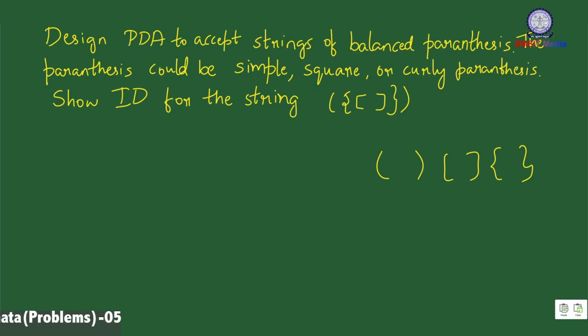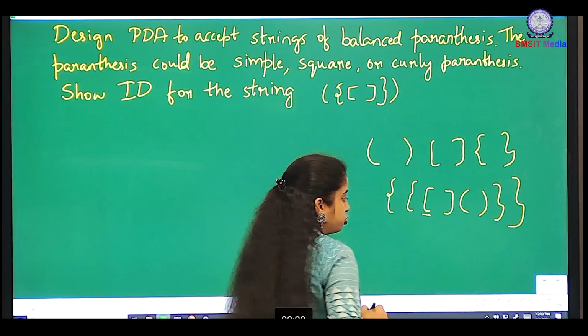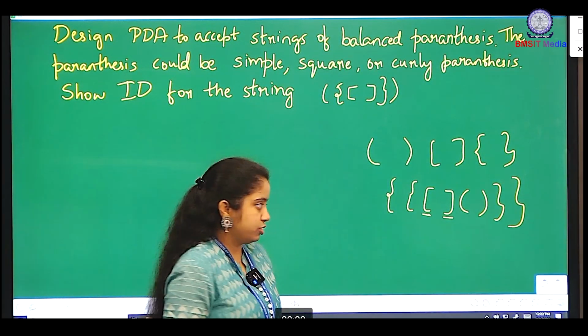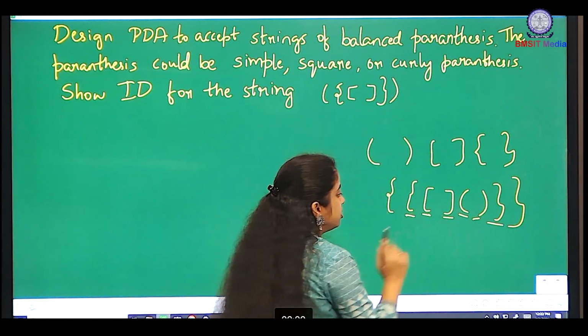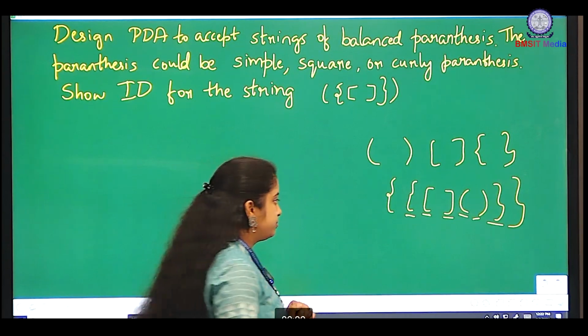So if you have a string like this, this states that it is a balanced parenthesis, because if you open this square parenthesis, you are closing it, this also same thing and this also, so it is a balanced parenthesis. So we will see an example for imbalanced parenthesis.